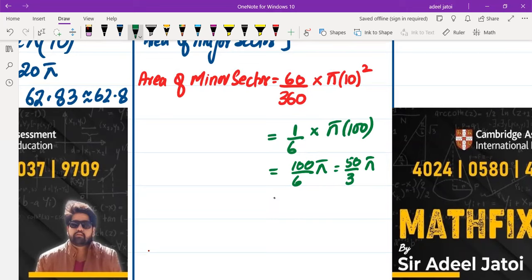So this particular thing will be the area of the minor sector. But if I want to calculate in the calculator, you need to take out your calculator and calculate 50 upon 3 multiplied by pi. This should be 52.35, somewhere close to this. So let's take 52.4. So the area of the minor sector will be 52.4.